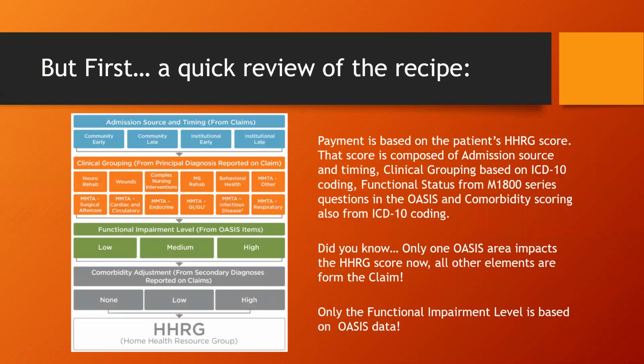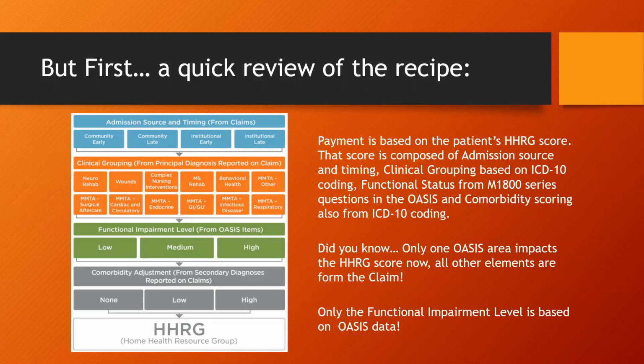We're going to do a quick overview of the recipe. We know we have these four main ingredients: the admission source, the clinical grouping, the functional impairment level, and the comorbidity adjustment. Remember, payment is based on the person's HIPPS score, and that score is composed of their admission source and timing, the clinical grouping based on the ICD-10 coding, the functional levels or functional status from the M1800 series of questions on the OASIS, and finally, it looks at their comorbidity scoring, which also comes from the ICD-10 coding.